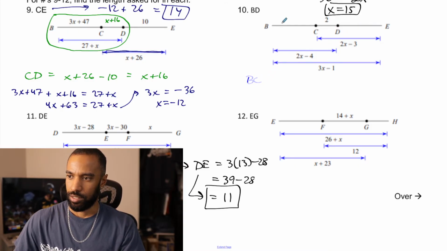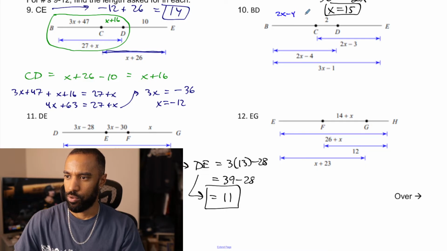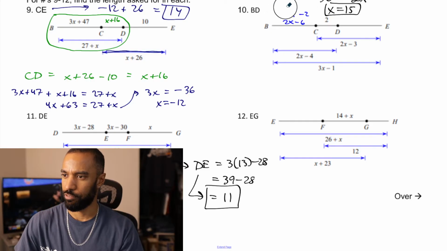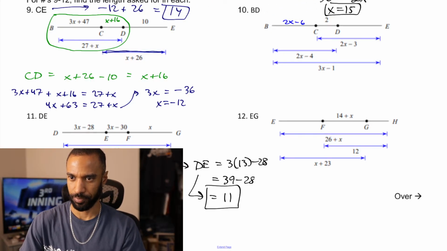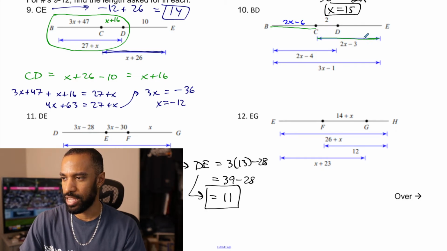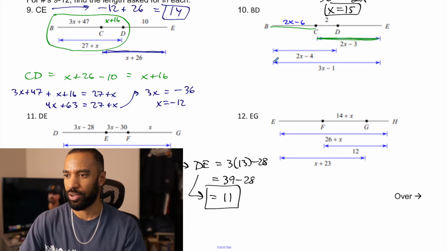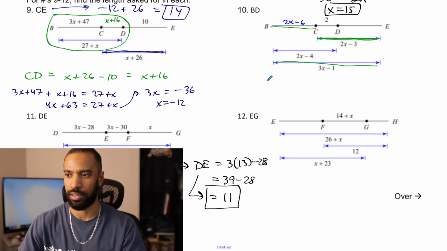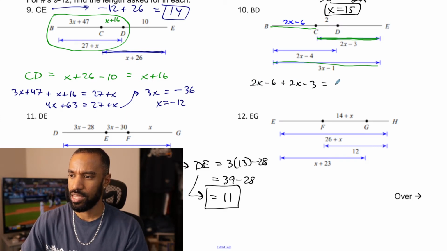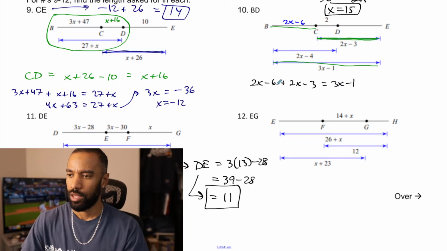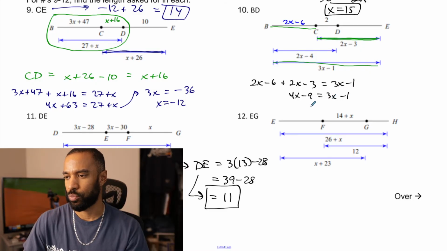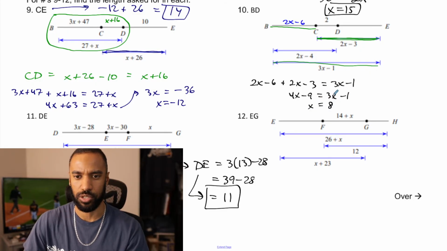So BC, let's just do it right here: 2x minus 4, and then minus 2, which is 2x minus 6. So now I have an expression for BC as 2x minus 6. And now if I add 2x minus 6 with this right here, 2x minus 3, then I'll get the whole thing, 3x minus 1. So 2x minus 6 plus 2x minus 3 equals 3x minus 1. Add 2x with 2x, get 4x. Minus 9 is 3x minus 1. Subtract 3x from both sides, add 9 to both sides, you get x equals 8.